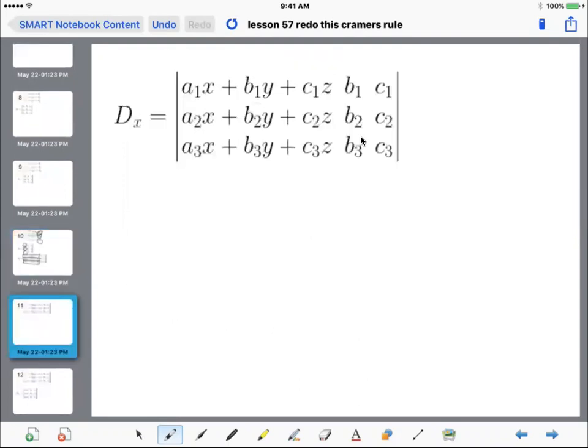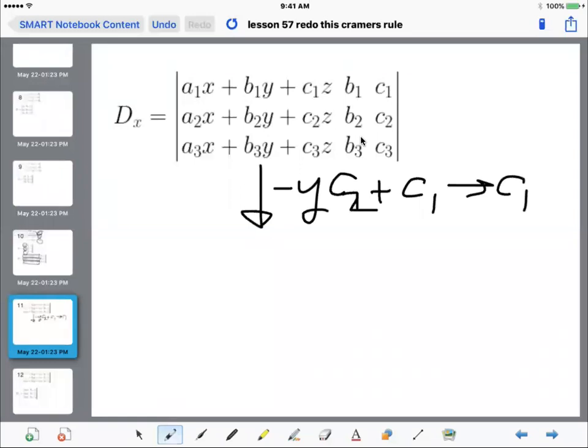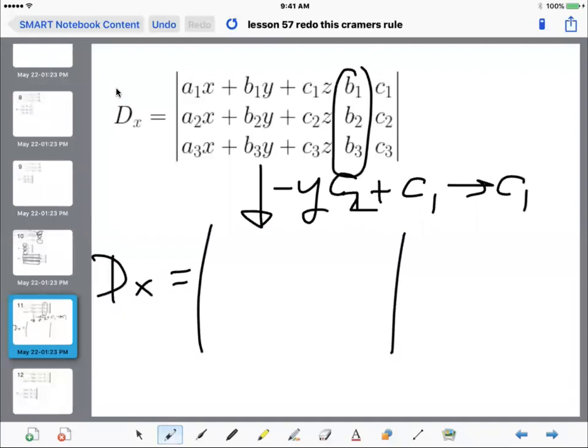Well, here's what we have. And I'm going to do a column operation on this Dx thing. I'm going to do negative y column 2 plus column 1 into column 1. What is that going to accomplish? Here's column 2. If I do negative y column 2 plus column 1, what's going to happen?